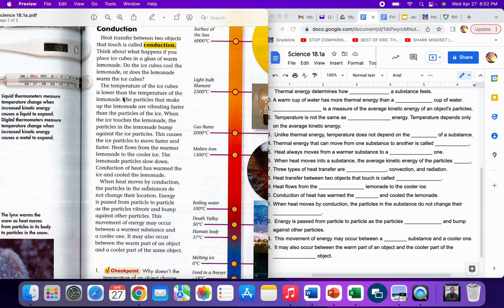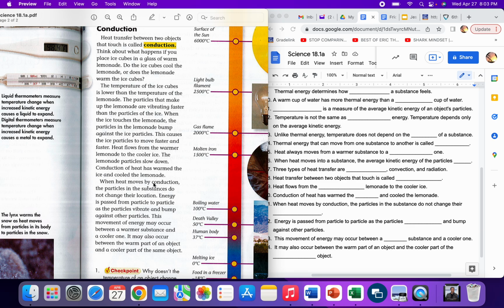The temperature of the ice cubes is lower than the temperature of the lemonade. The particles that make up the lemonade are vibrating faster than the particles in the ice. When the ice touches the lemonade, the particles in the lemonade bump into the ice particles. This causes the ice particles to move faster and faster. The heat is flowing from warmer lemonade to cooler ice. The lemonade particles slow down and cool down. Conduction of heat has warmed the ice and cooled the lemonade.